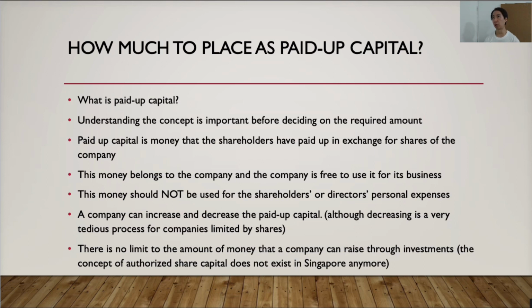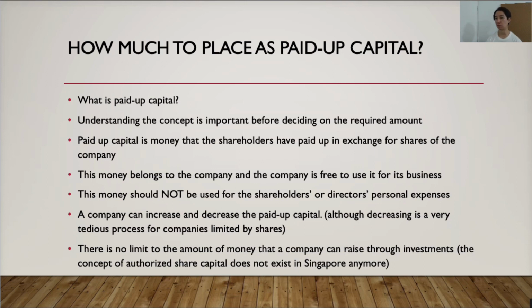So when the shareholder buys 10,000 shares from the company at $10,000, that means one share is $1. This shareholder will have to pay $10,000 to the company, and in return the company will give this new shareholder 10,000 shares. That's a very simple concept. After the shareholder pays the money to the company, the money belongs to the company, and the company is free to use it for its business.